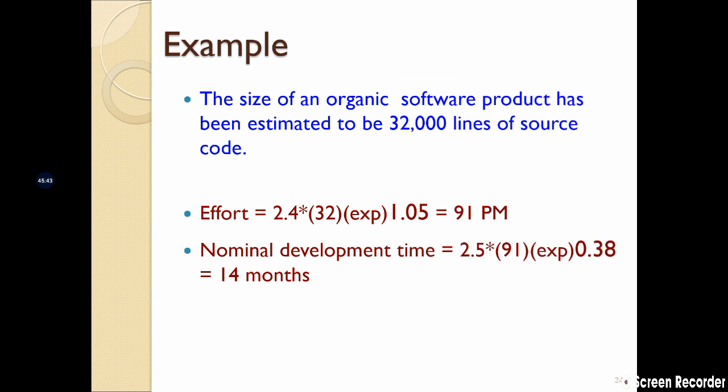So let's take an example. Suppose this is a problem specification. The size of an organic product, so we know it's an organic software product, has been estimated as 32 kilo lines of source code. Kilo is divided by 1000, right? 1 kilogram is 1000 grams. So when you have 32,000 lines of code, you have to find out this in kilo lines of code.